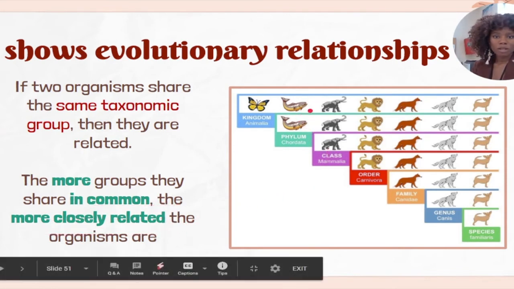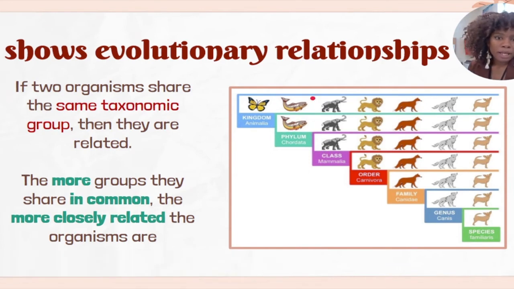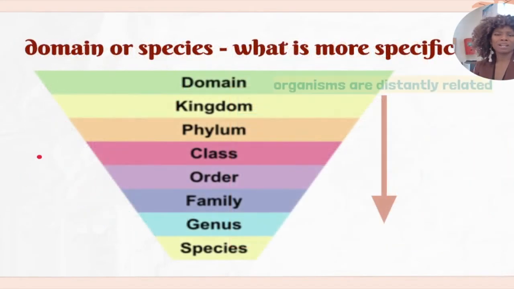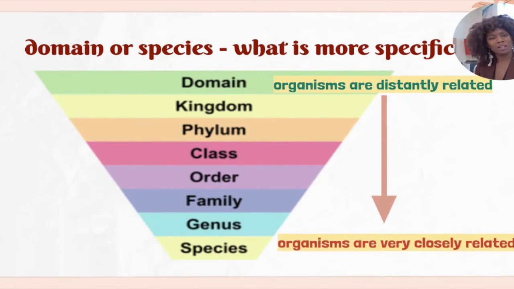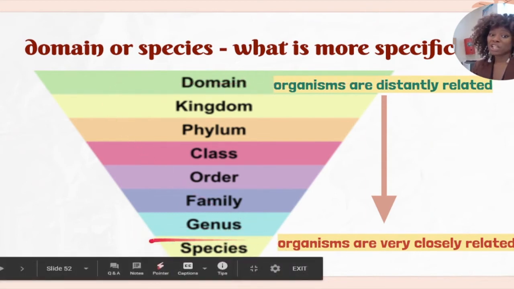Okay? So, for example, I think that's a fish. This fish and this elephant share two groups. That's a decent relationship. But this fox and this wolf share 1, 2, 3, 4, 5 different groups. So they're going to be more related to each other. The more groups they share, the more closely related they are. And that makes sense, just thinking about it. If we have more groups in common, then we're going to be more related. So organisms are distantly related in domains, and in a species, they're going to be very closely related, and it's going to increase the relationship as we go down.